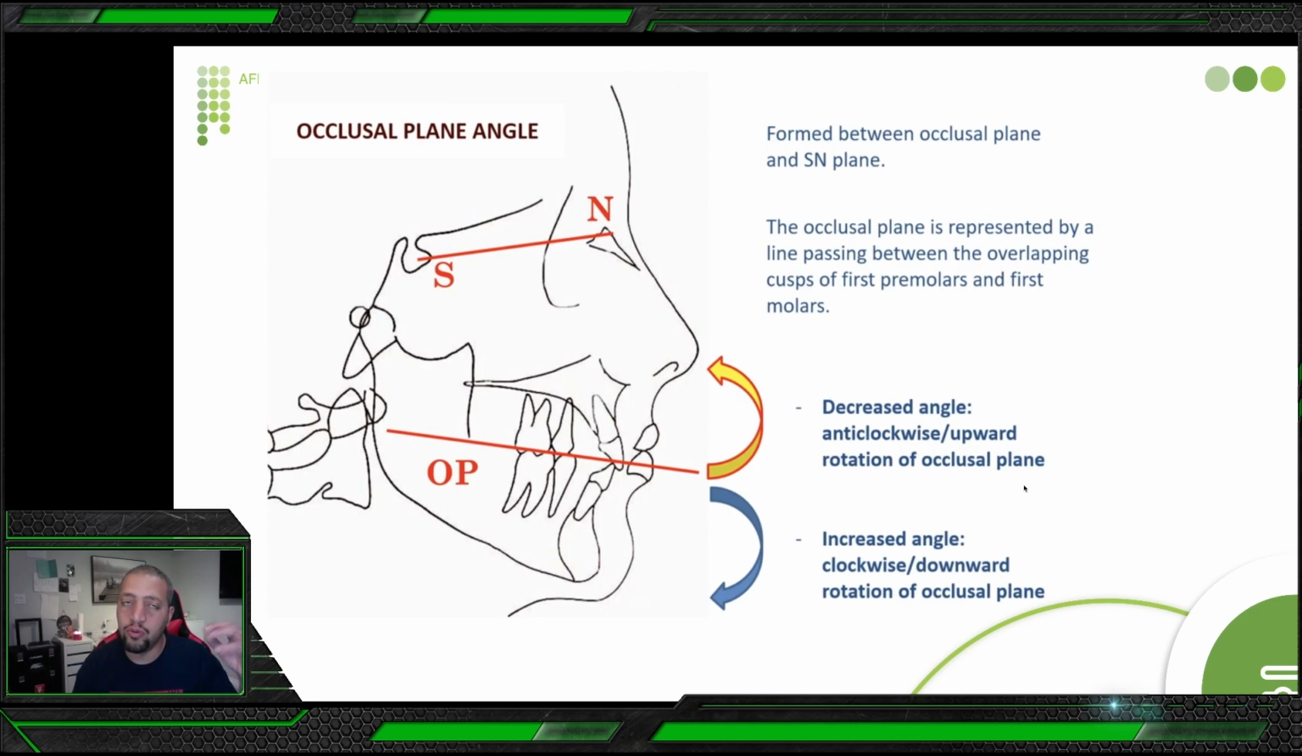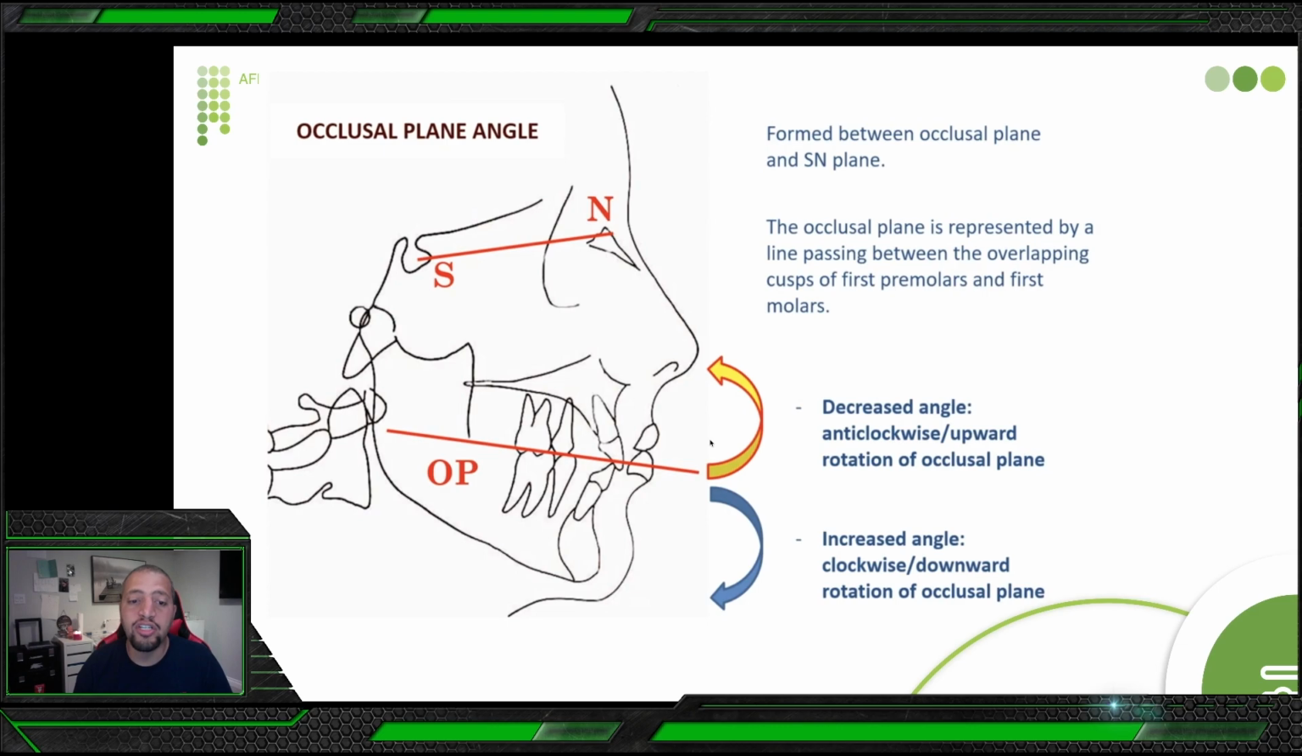And I would like you to think about it in a way that you can memorize it because it's important. Imagine this angle here. When this angle is decreased, meaning the mandible is going upward and anti-clockwise, what does this reflect in the patient profile? As you can see, the patient will have a short lower third of the face. So this patient will have a short face.